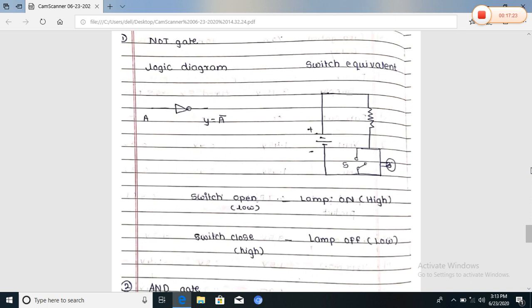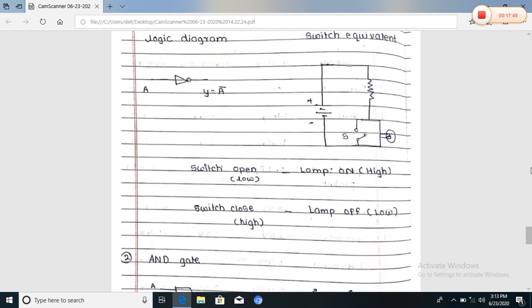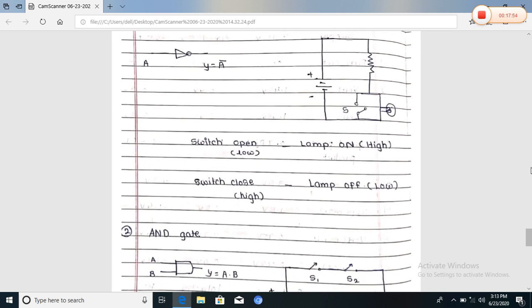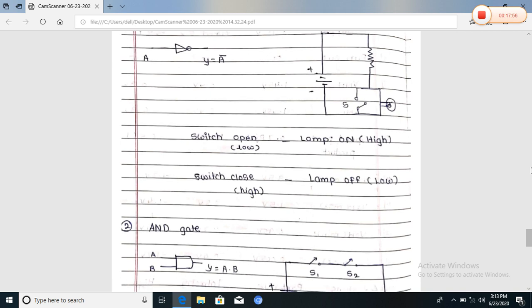If the switch is closed, meaning the switch is high, the output lamp is off, that is inverting. Means if input A is given 1, then the output is inverted as 0. Similarly, that logic applies in the switching equivalent circuit: when the switch is closed, or high, the lamp is off. That NOT gate logic is applied in a switching equivalent circuit.